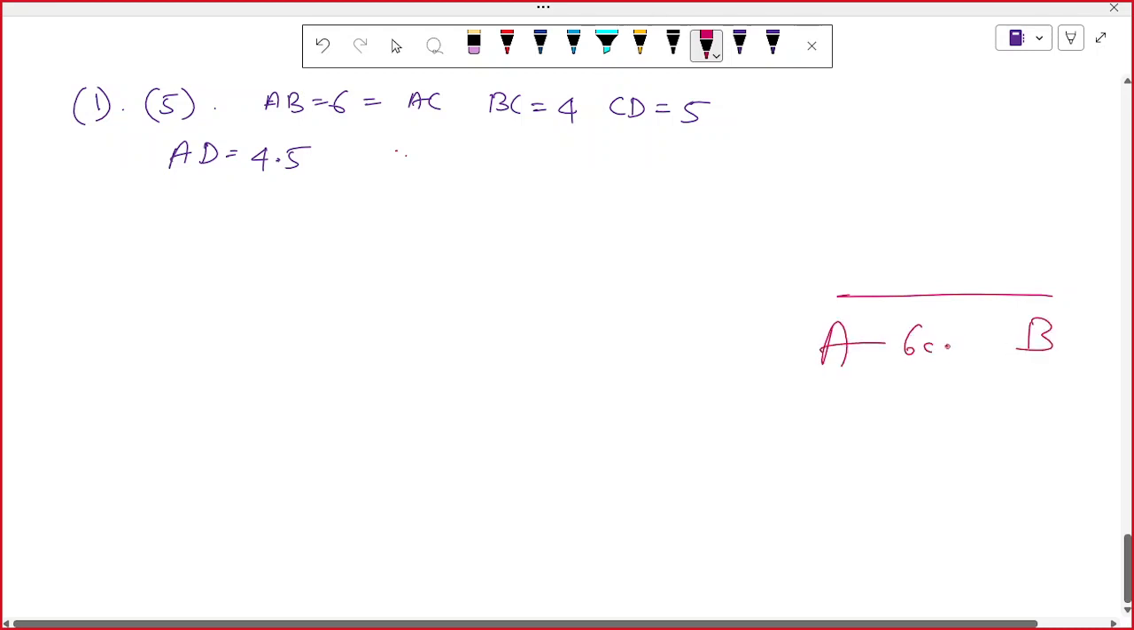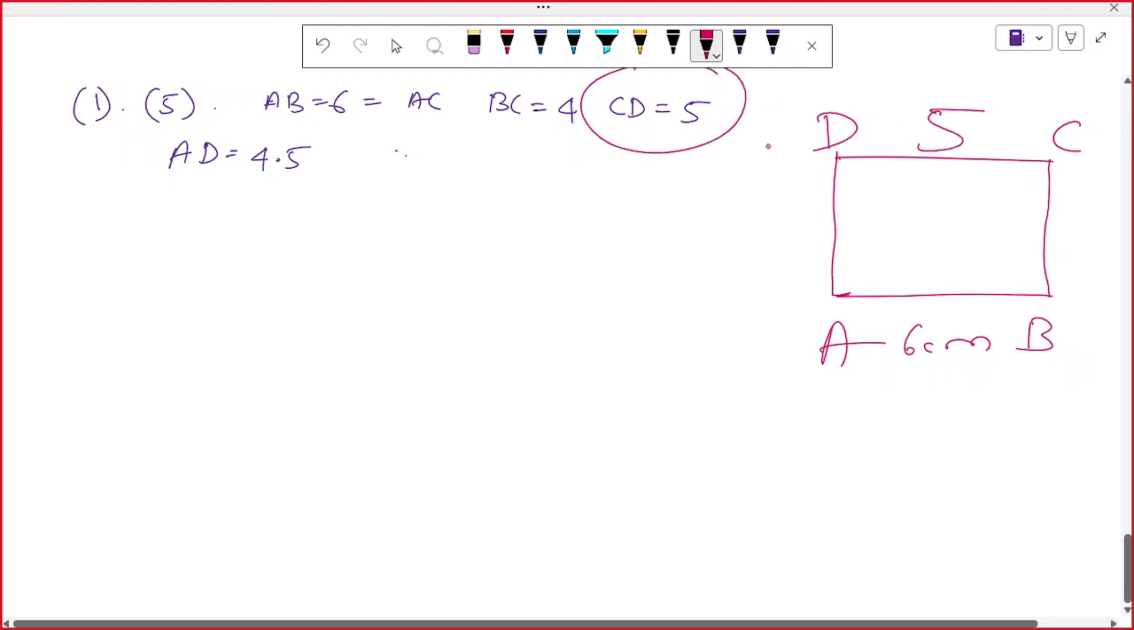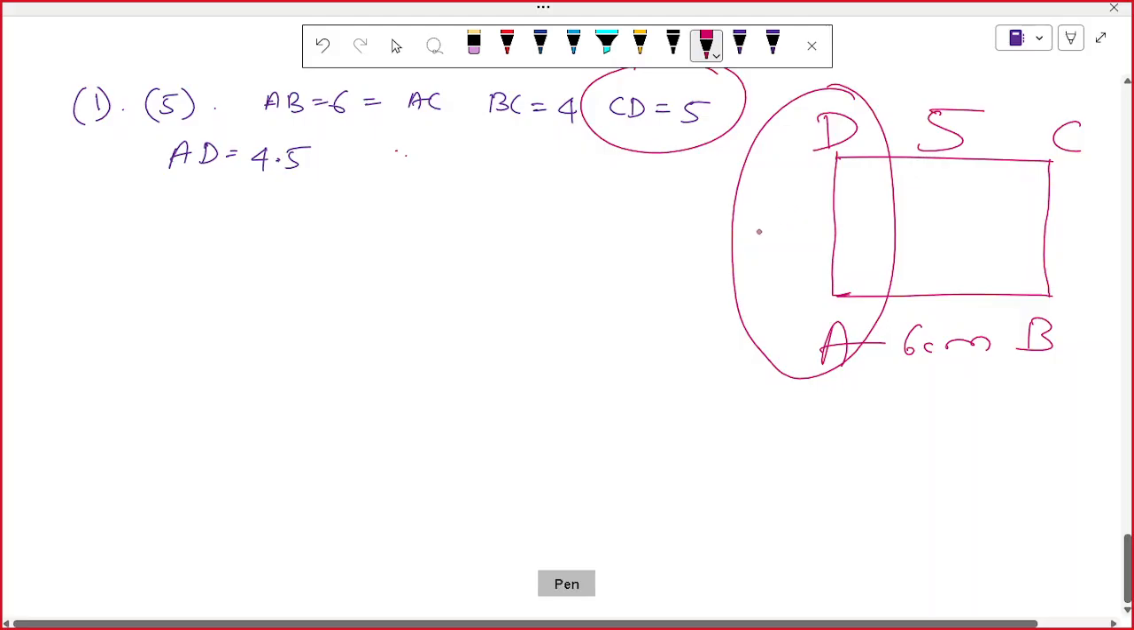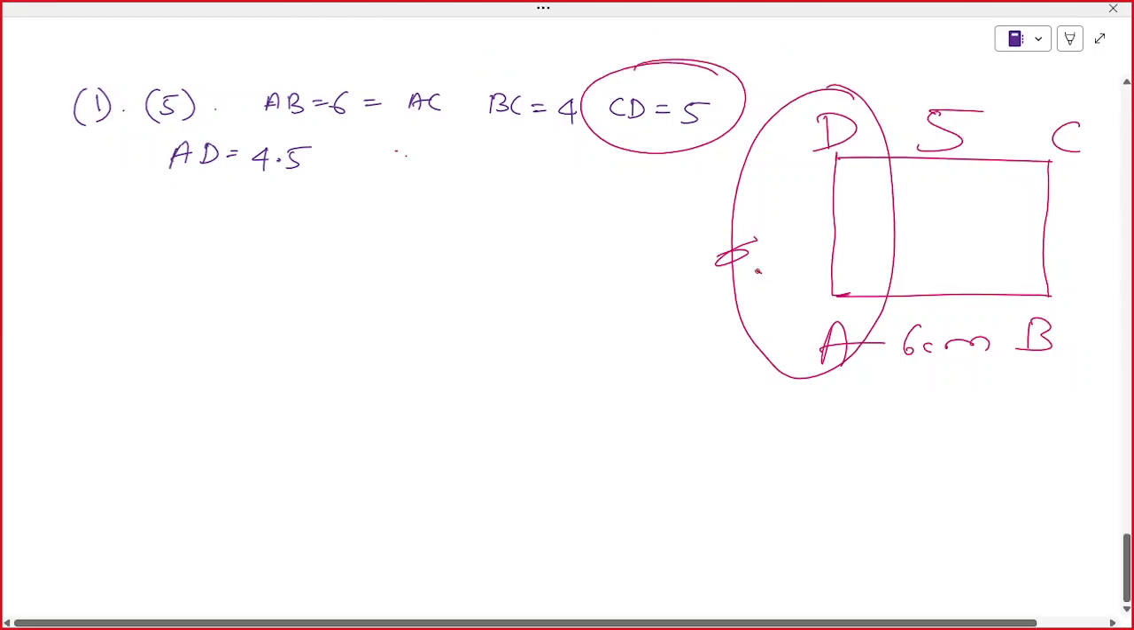Take AB. Draw 6 centimeters. First, construct a rough diagram. A, B, C and D. A quadrilateral has 4 sides. A, B, C, D. AB is 6 centimeters. What's the value of DC? 5 centimeters. What about AD? 4.5 centimeters. Write the values first in the rough diagram. AD is 4.5.